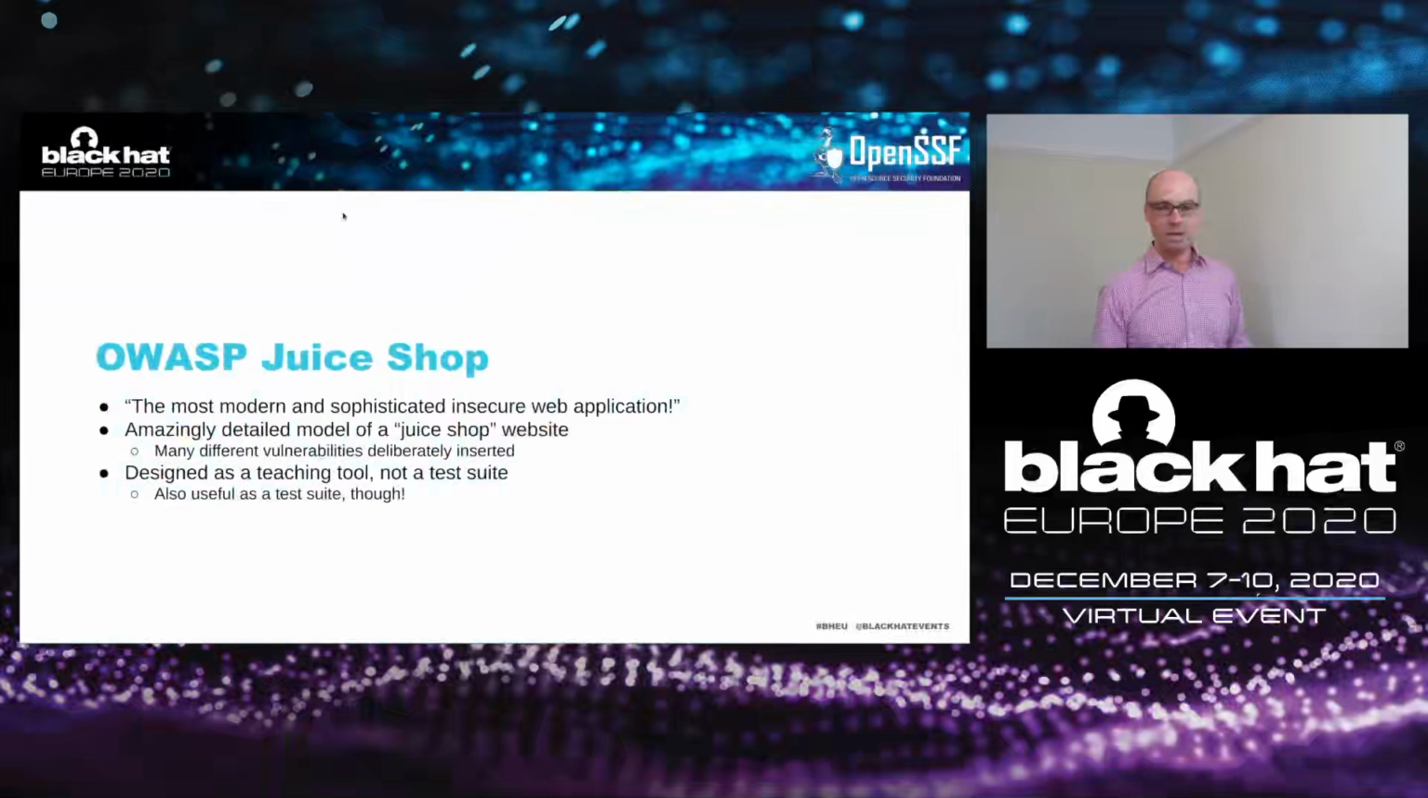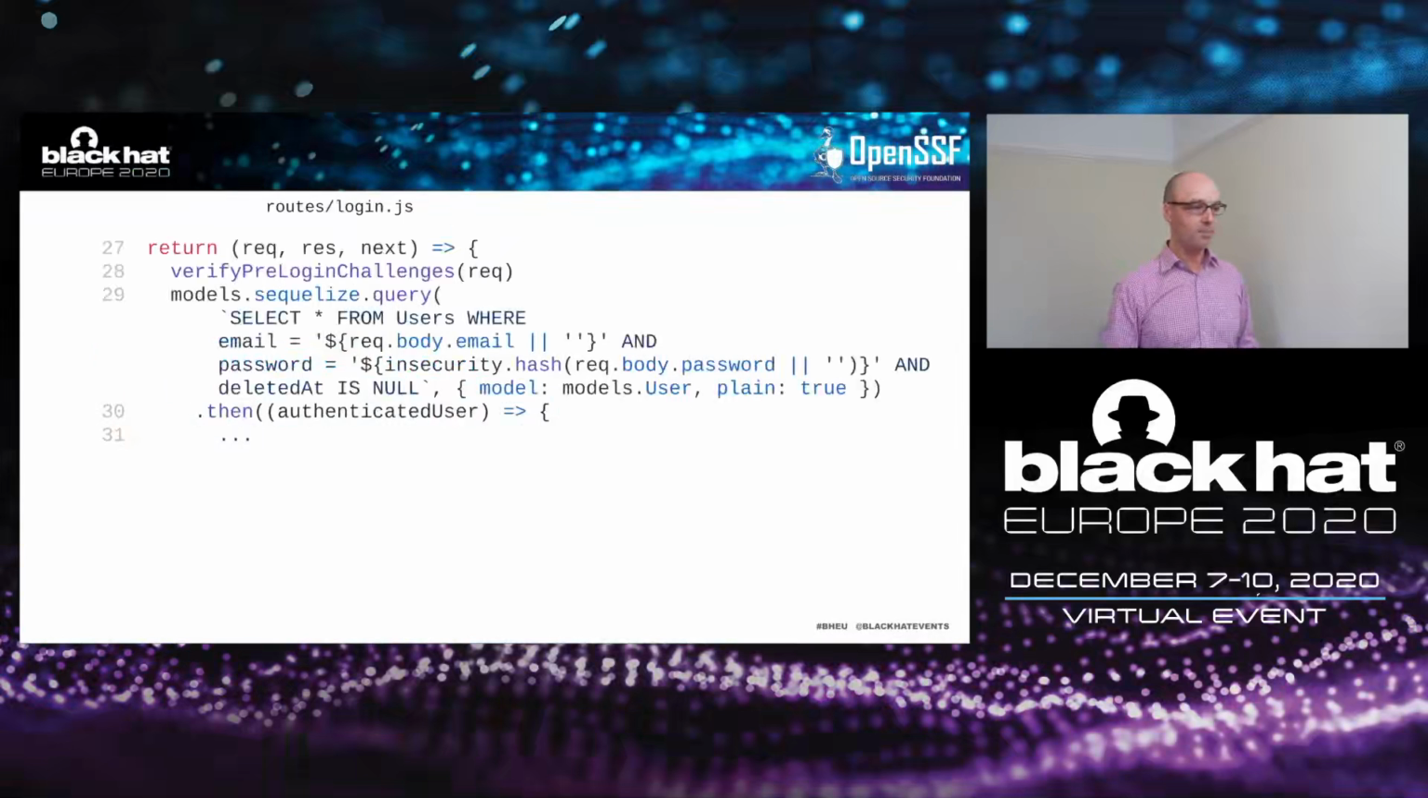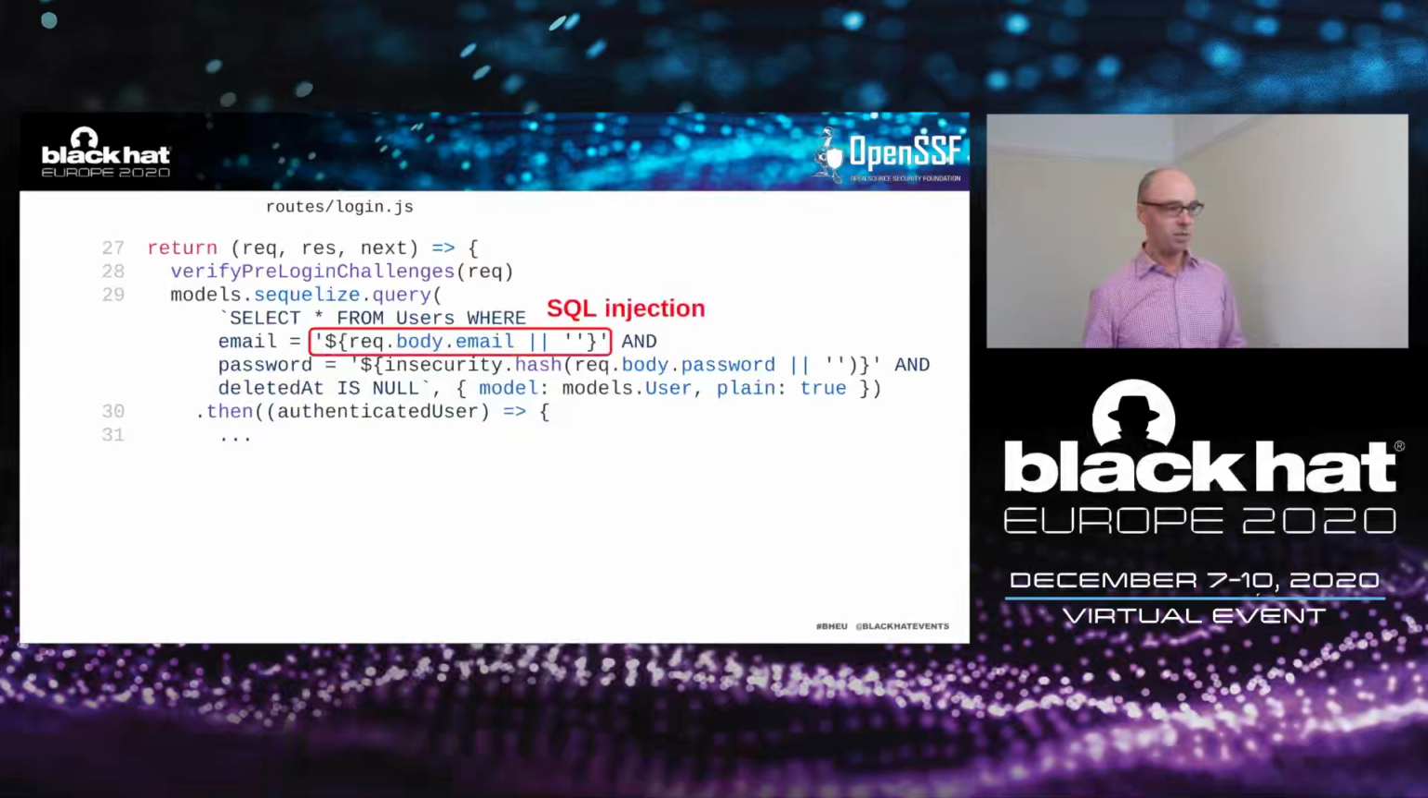Let me show you the code where that SQL injection vulnerability is. That's here. So you can see here that they're building an SQL query, and that's where the SQL injection vulnerability is. So even though Juice Shop is not specifically designed as a test suite, it's certainly useful for detecting whether or not your security tool can find these kinds of vulnerabilities. So you can run your tool on the code and see if it can find this line of code.